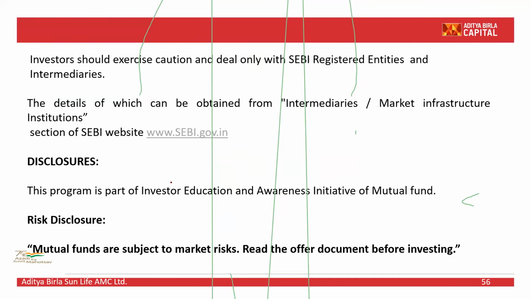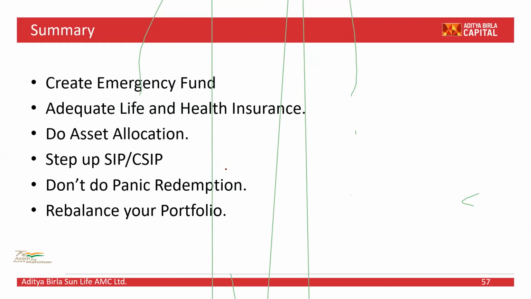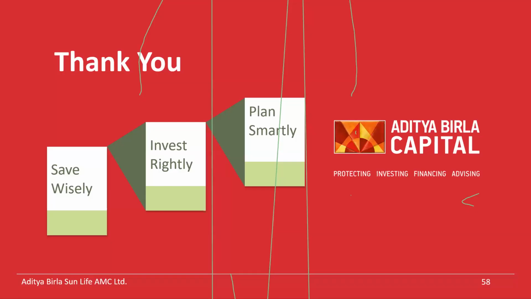These all are disclosures. Same, read the investment document carefully. So this is what we covered: create an emergency fund, adequate life insurance, do the asset allocation, SIP, do not panic at redemption. You are anyway doing SIP over here. Cost averaging is happening. Don't worry on that. And try to rebalance your portfolio depending on risk appetite and the time horizon. Save wisely, invest rightly, plan smartly. So that was all I wanted to cover over here.